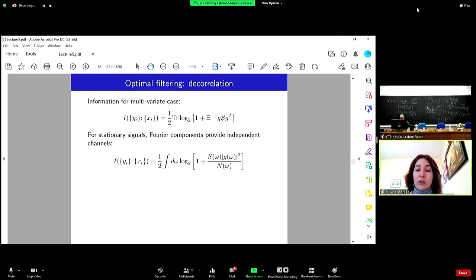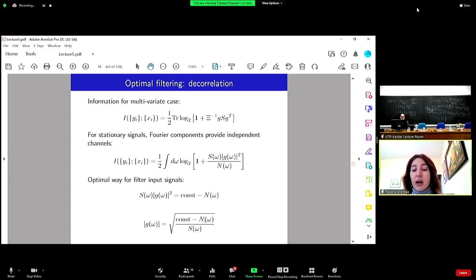And we go through the same exercise as before. We have signal, we have the gain, and we have noise added, so signal over effective noise. And our water filling solution is that signal times the gain has to be a constant minus the noise, or the gain has to be constant minus the noise over the power spectrum of input signals.